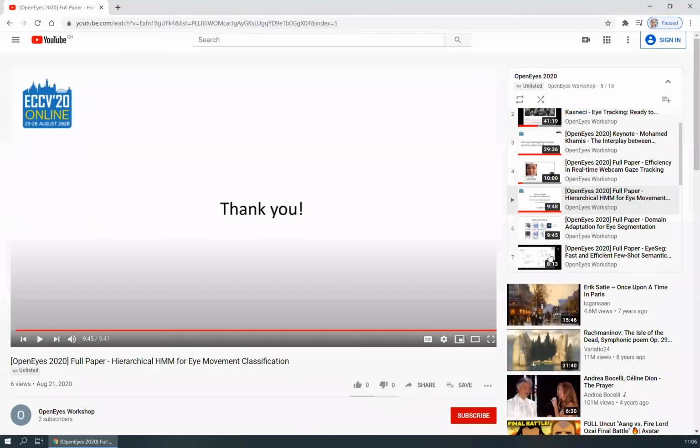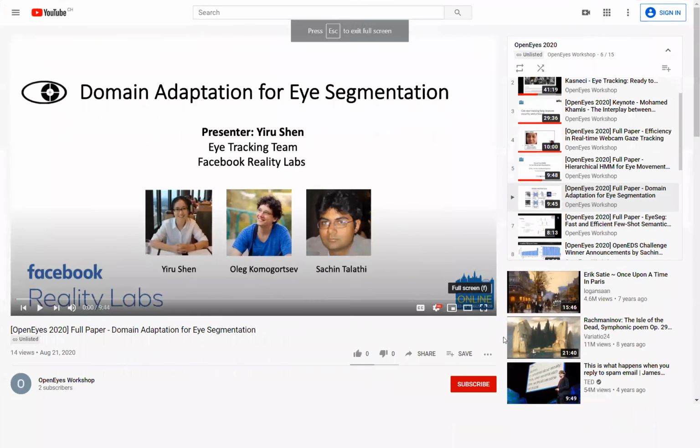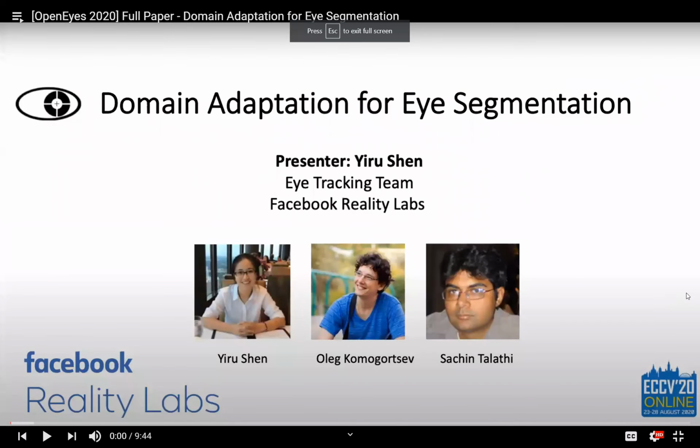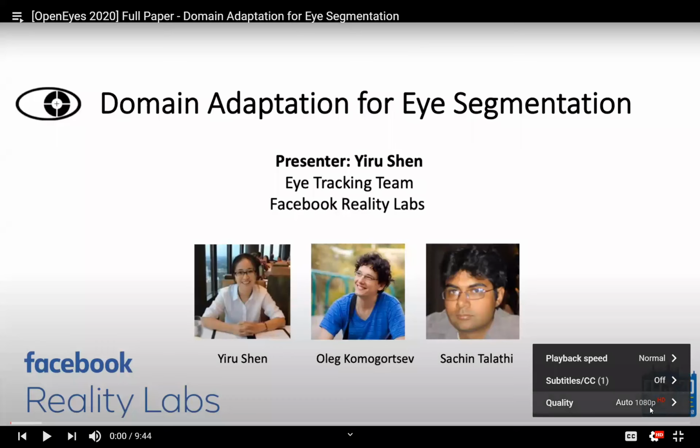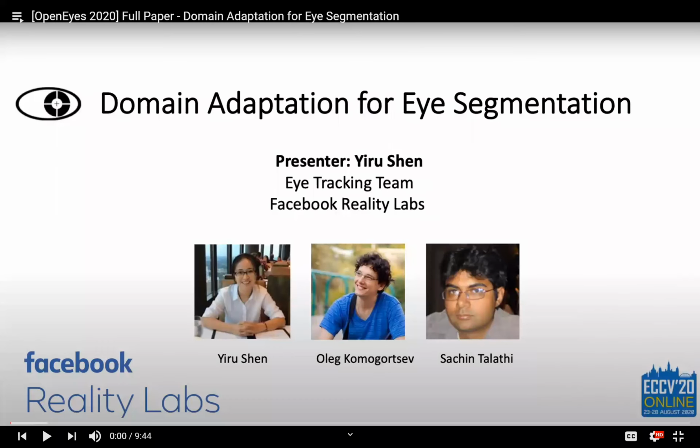Now we will move on to the next talk, which will be given by Yiru Shen from Facebook Reality Labs, which is work in collaboration with Oleg Komogortsev, apologies if I'm butchering that pronunciation, and Sachin Talati. This work is titled Domain Adaptation for Eye Segmentation.